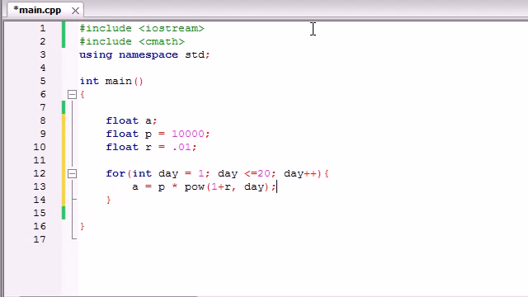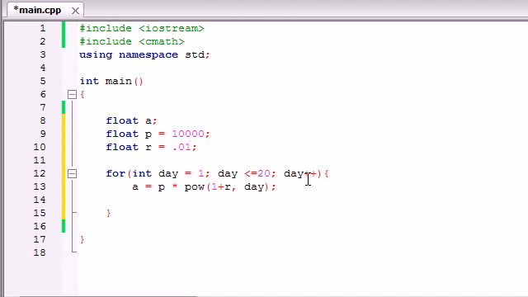The formula for calculating interest rate is this. The amount of money you're going to make is equal to your principal investment times 1 plus rate, and the rate would be 0.01 in this case, to the day exponent. So it would be like 1%, 1.01 to the 20th power. So I mean, it's a weird formula, but that's how you calculate it. Just trust me, it works.